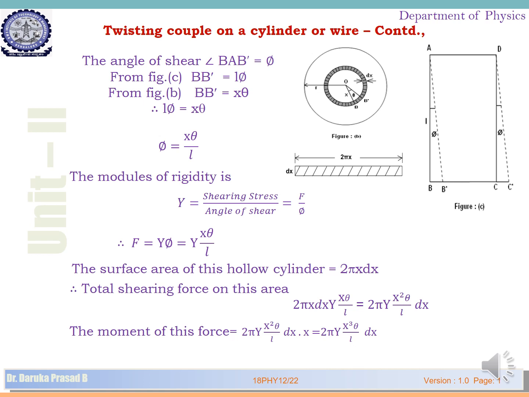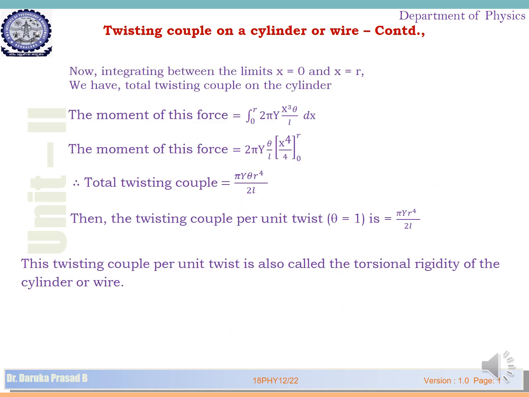With simplification, it will change into 2 pi Y, where capital Y is Young's modulus. It is not Y, it is eta. I'm going to change that Y to eta. Then x square theta by L into dx. The moment of this force is 2 pi eta x square theta by L into dx into the perpendicular distance, that is x. Then it changes into 2 pi eta x cube theta by L dx.